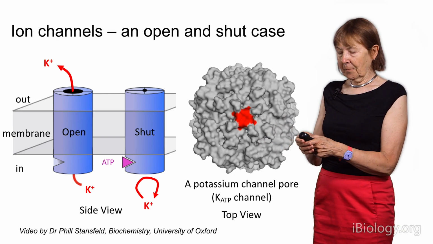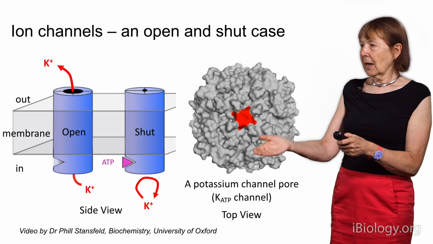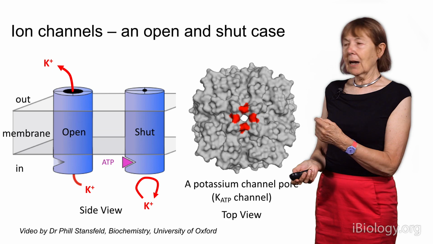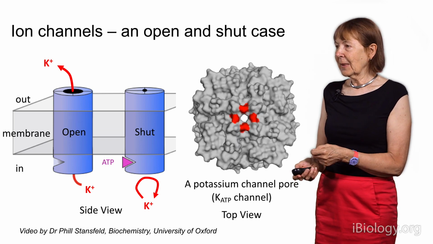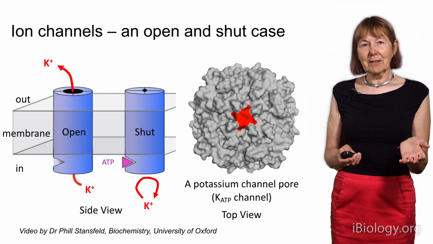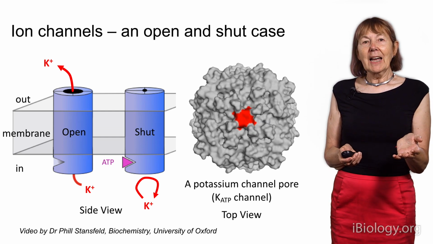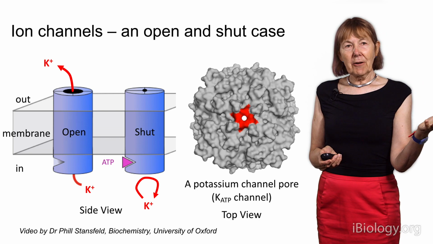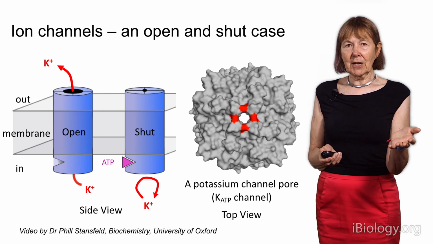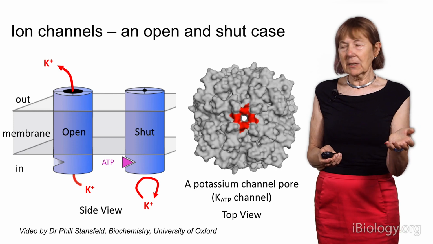So when these channels are open, then ions can flow through, as shown here, and when the channels are shut, ion movement is prevented. And because the ions are charged particles, they'll carry a current. And so when they move, we see current flow, and it's possible to measure the very tiny current that flows through the ion channels when they're open, and therefore study their function.